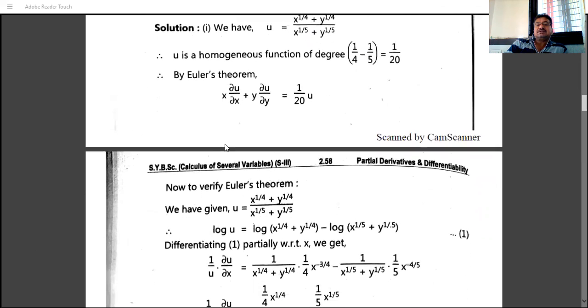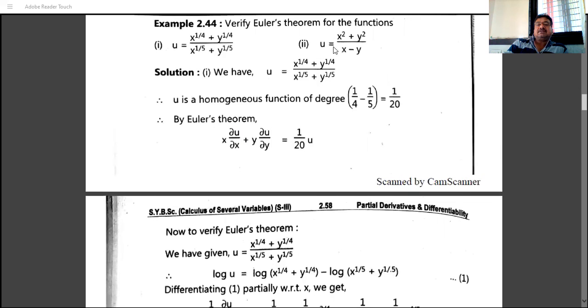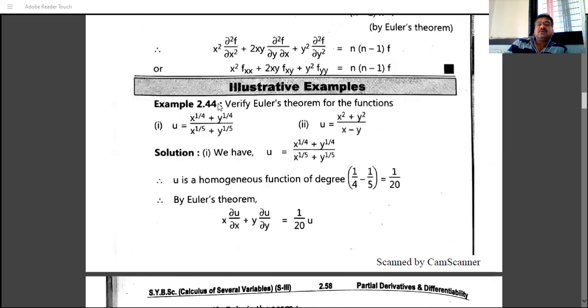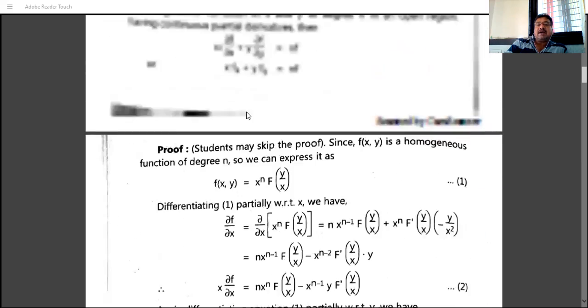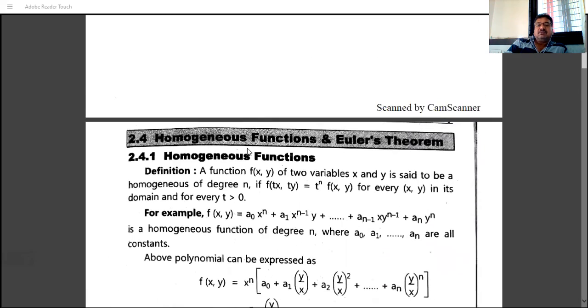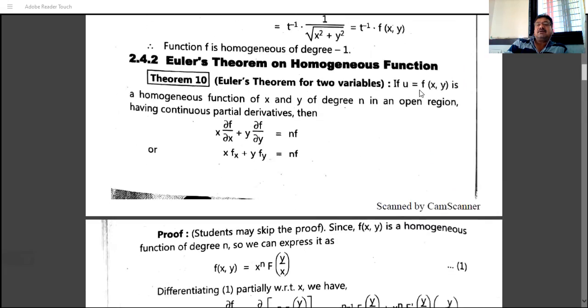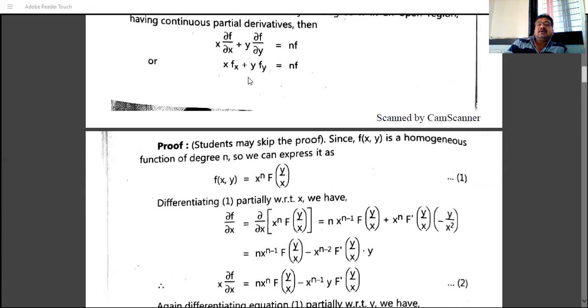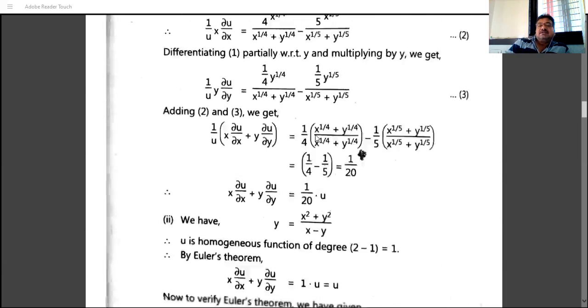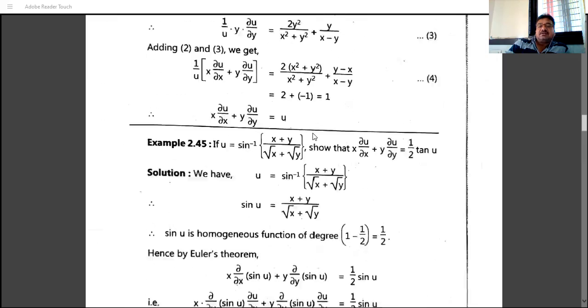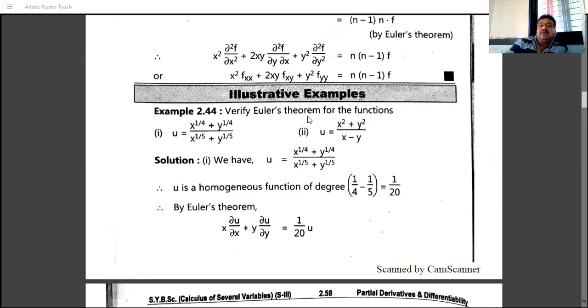And therefore by Euler's theorem, instead of u, we also use the notation f. So what is Euler's theorem? In Euler's theorem, the function is f or u. So x ∂f/∂x plus y ∂f/∂y is nf. If we denote f(x,y) as u, then we have Euler's theorem x ∂u/∂x plus y ∂u/∂y is equal to nu. So what is n? n is the degree of that function. And so here the degree of the function is 1 by 20.